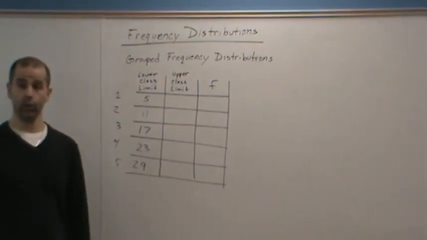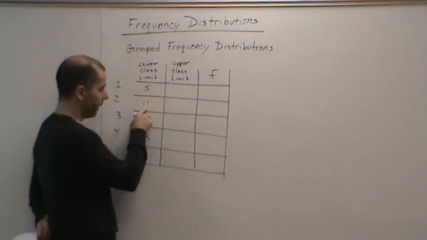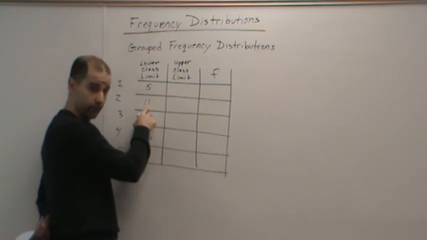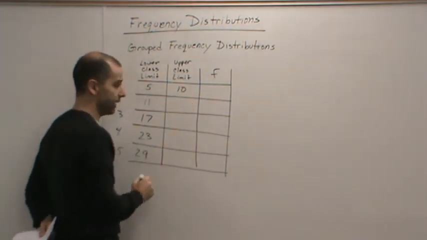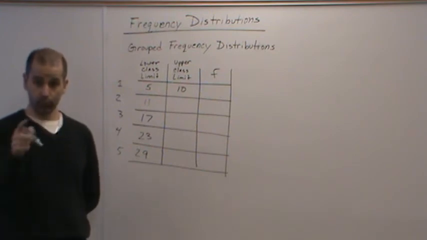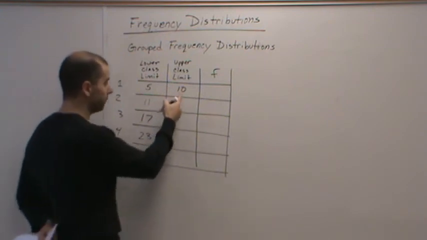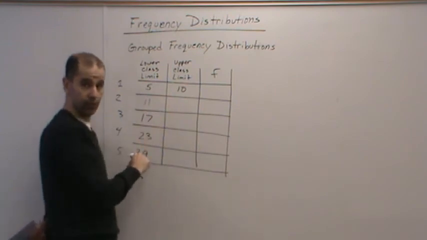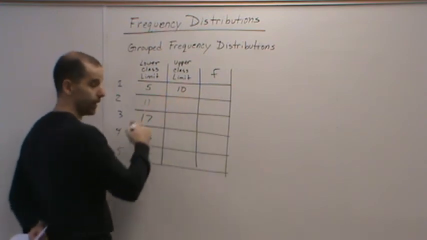Okay, that's it. Now, the next thing we need to do is get the upper class limits done. Where do we start? If you notice, this is 11, so this one starts at 11. All we do is subtract 1. If we subtract 1 from this, we get 10, and that's our starting point, where the first class ends. Remember, we don't want any overlap. If I put 11 here, where does 11 go? Does 11 go in the first class, or in the next class? To avoid the confusion, just subtract 1.